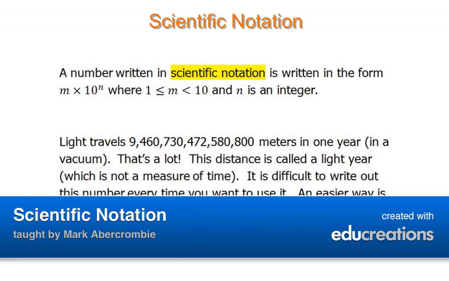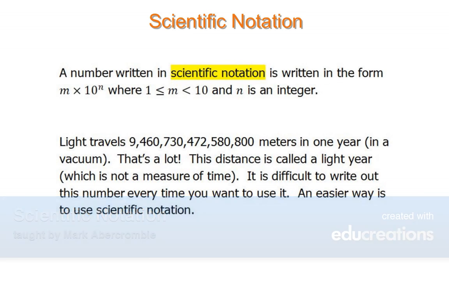Okay, here is one area where math crosses over and becomes useful for science class. That is scientific notation. I'll just read this with you. A number written in scientific notation is written in the form m times 10 to the n, where 1 is less than or equal to m, which is less than 10, and n is an integer.